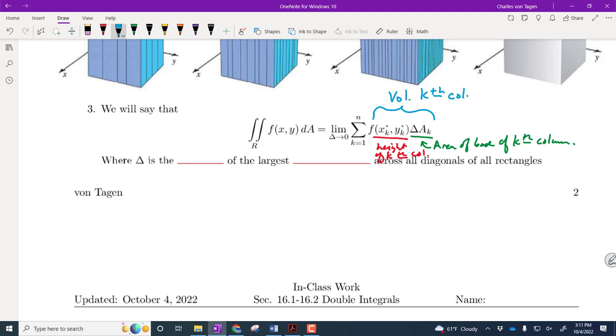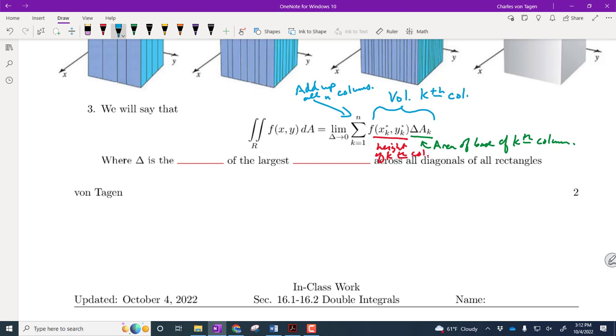When I add all of those up, that gives me my approximation of the volume. So I wrote add up the n columns. Okay. Then I'm going to look at the limit as delta approaches 0. Okay. This whole expression here, yes, at first glance it looks messy. I'll give it to you.